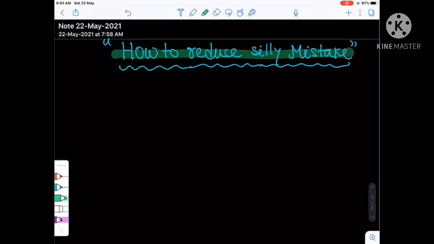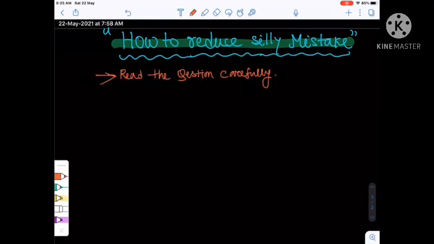So what should we do for reducing silly mistakes? Now there are some points in which students generally make silly mistakes. Today I am going to discuss these points and give the solutions for reducing silly mistakes. So the first point about silly mistakes is: read the question carefully.